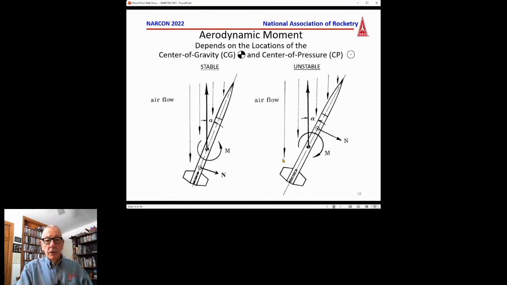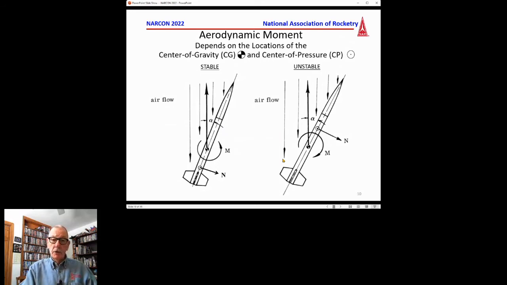The aerodynamic moment, again, depends on the relative locations of the center of gravity and the center of pressure. And I think it's well understood by most folks that the stable rocket has the center of pressure behind the center of gravity as a rocket is flying. If the center of pressure is ahead, the air forces will tend to rotate it further, and of course everything changes as you move the center of gravity.